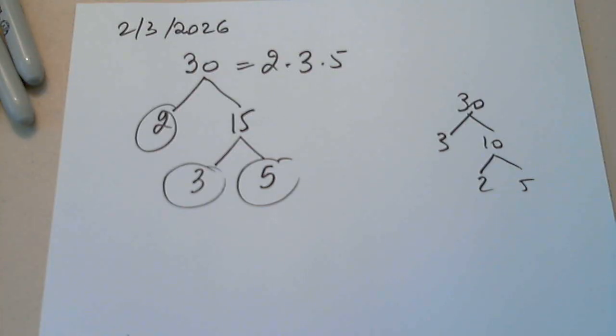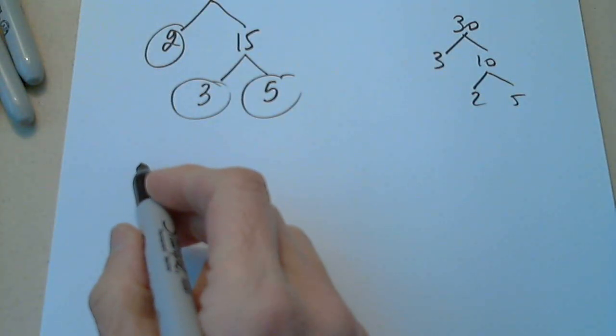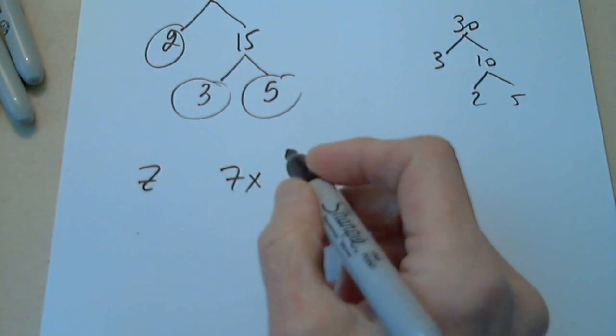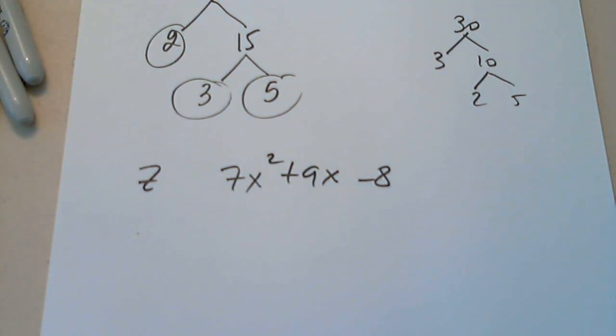So when we're asked to identify terms, 7z squared plus 9z minus 8, can anyone tell us how many terms we see? 3. Perfect. Can anyone identify the leading term? I did not mention what the leading term is. So I'm going to change z into x because my handwriting is not very good on z.